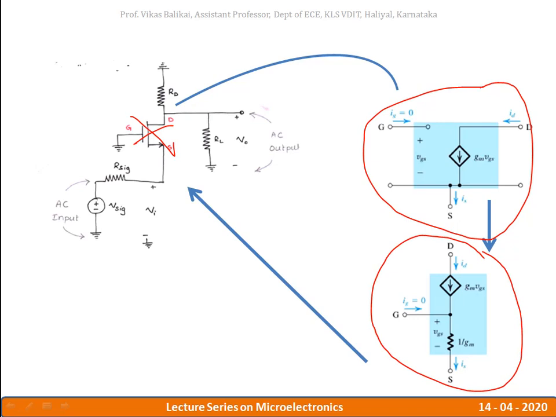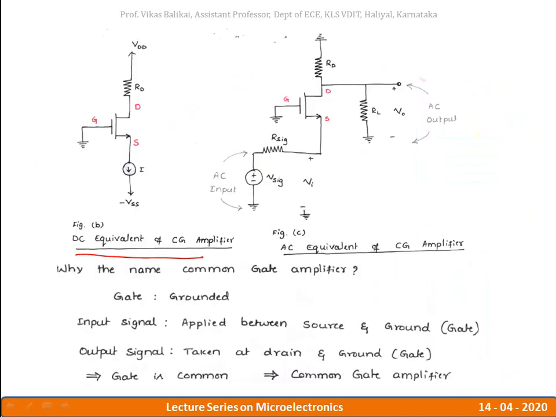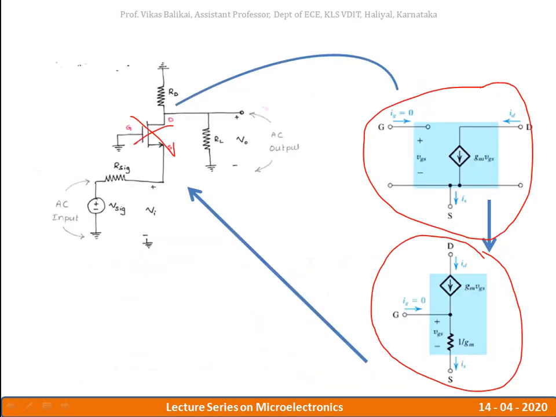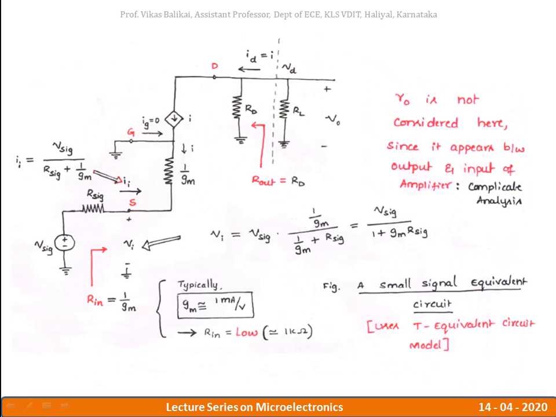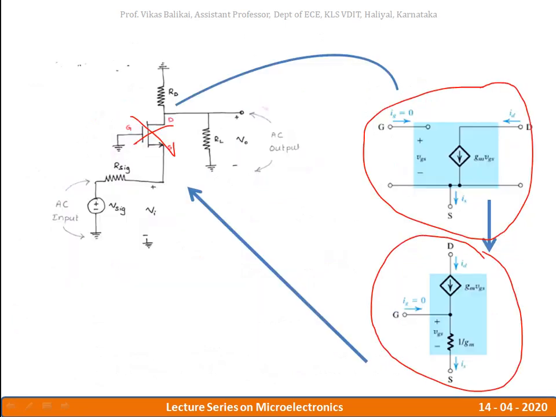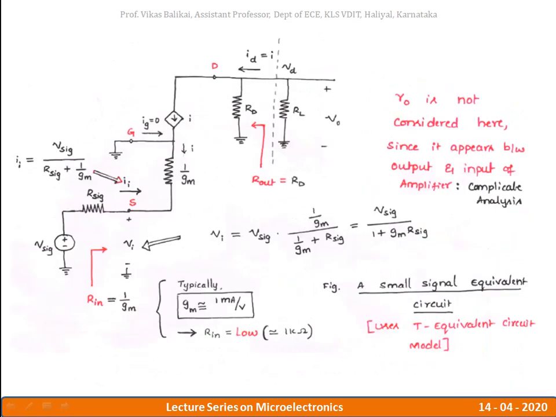So what I'm going to do is consider the AC equivalent circuit of the common gate amplifier, which is over here. In this particular circuit, I'm going to replace this MOSFET with its T equivalent circuit. Once I do that, this is how my entire configuration looks. You can compare this with the previous circuit, and once I replace the MOSFET with its equivalent circuit, this is how it looks.